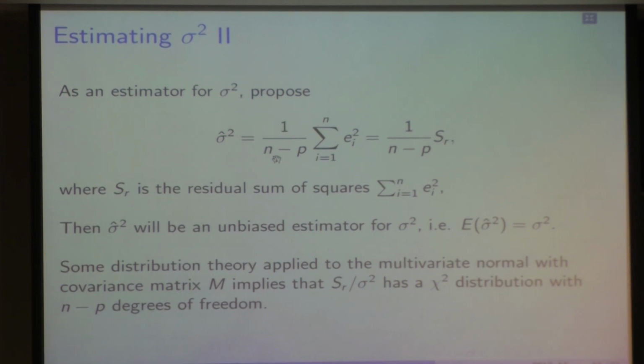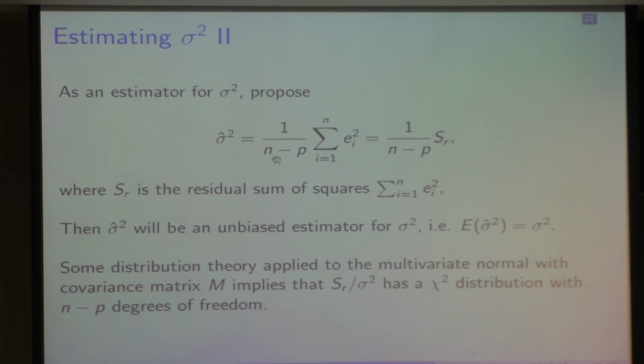Okay. So that's going to be useful to us when it comes to thinking about the distribution theory later on, and particularly when it comes to constructing tests. So the sum of the squares of the residuals divided by sigma squared has a chi-squared distribution with n minus p degrees of freedom.